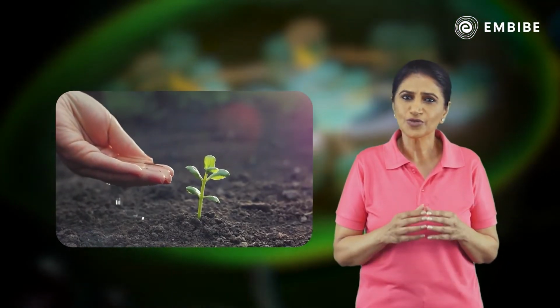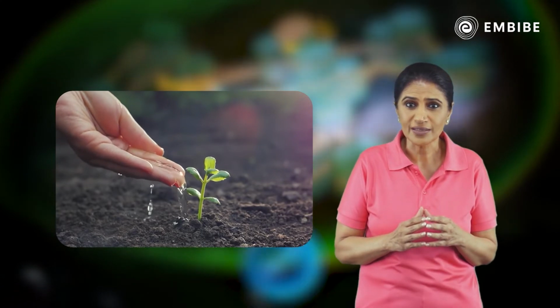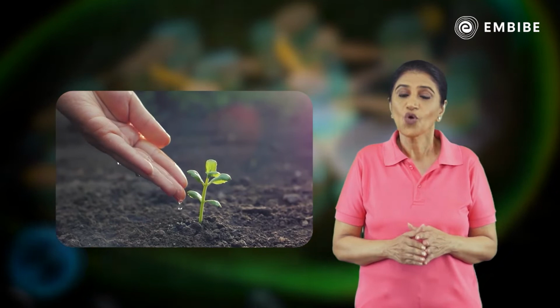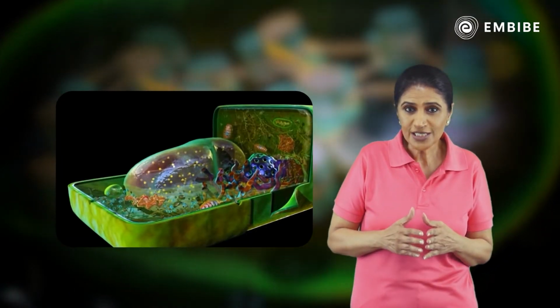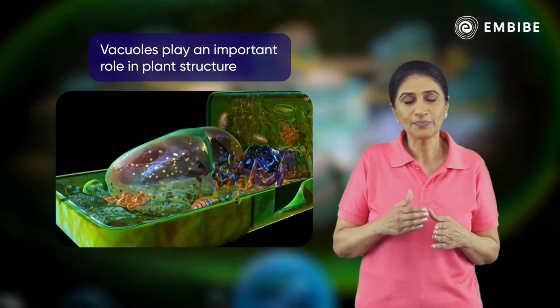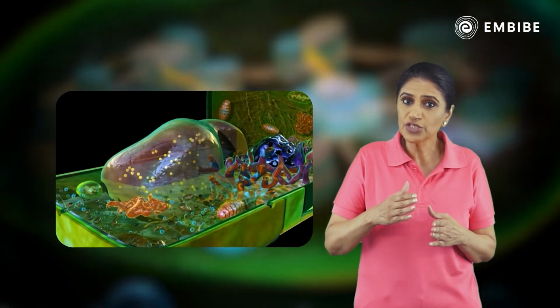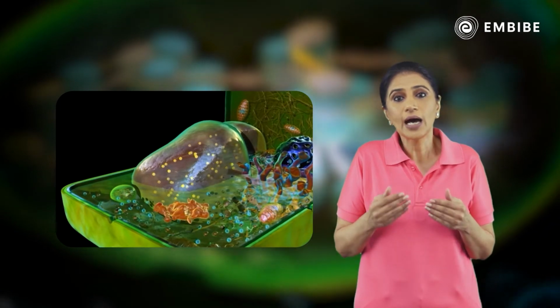When the plant looks dry and shrunken, we know that we need to water it as soon as possible. Water is taken up by vacuoles, which play an important role in plant appearance. Plant cell sizes increase or decrease depending on how much water is present in them.